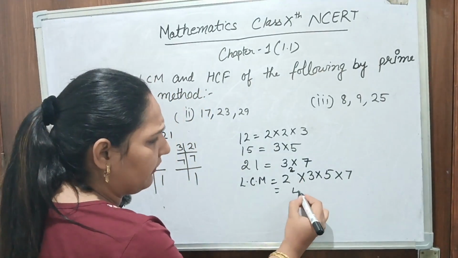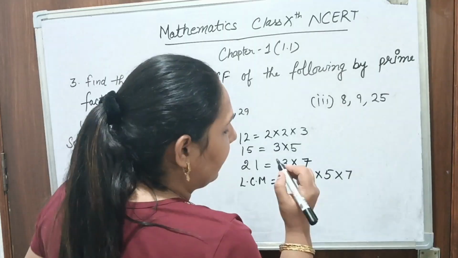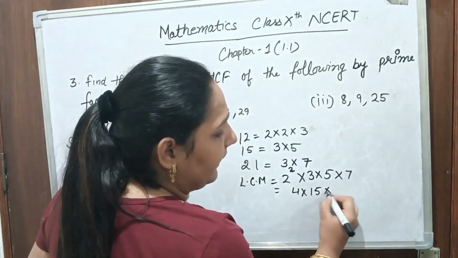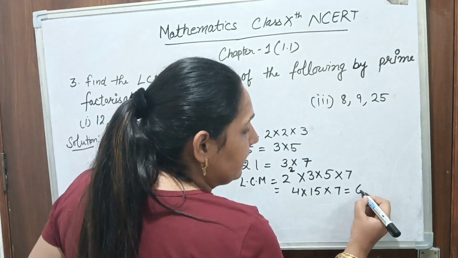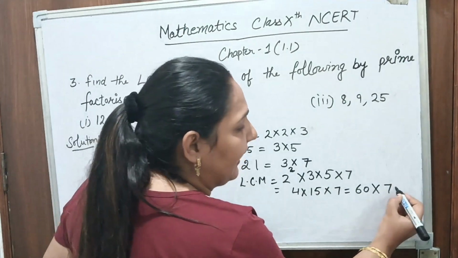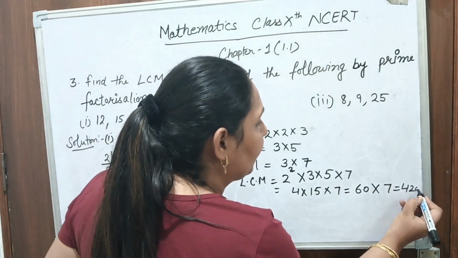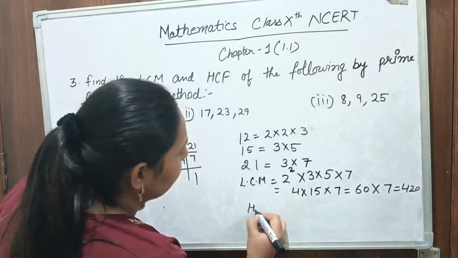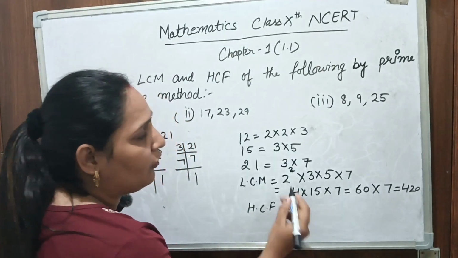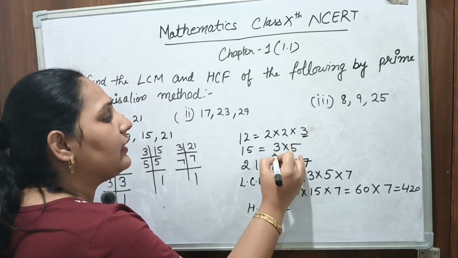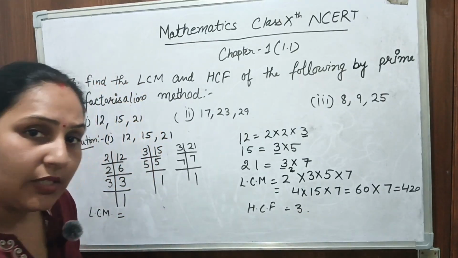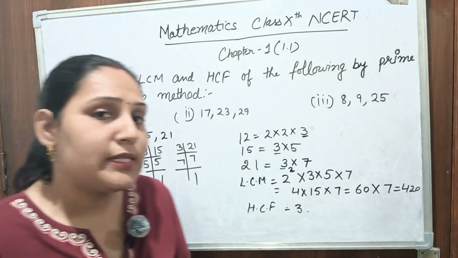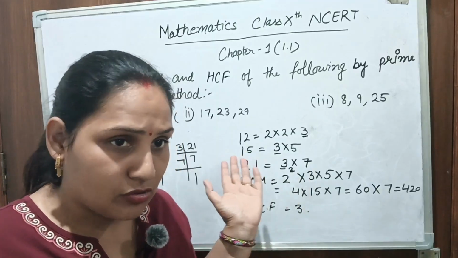That is 2 2s are 4 multiply 5 3s are 15 multiply 7. 15 4s are 60 multiply 7, that is 420. And our HCF will be common of all, that is number 3. So our HCF is 3. Hope students you understand this question well.